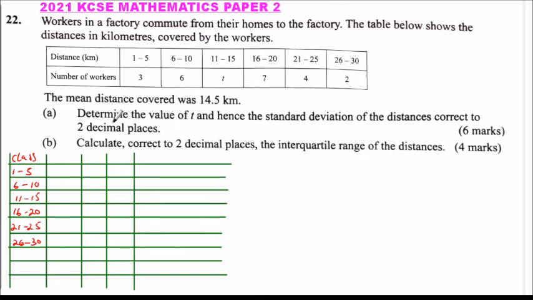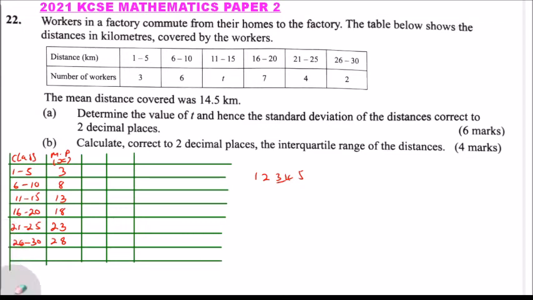Then we can get the midpoint, which we can call x. For the midpoint, you can use this: 1, 2, 3, 4, 5. So you can see the midpoint is 3. So here we have 3. Here we have 8. We have 13. We have 18. We have 23. And we have 28. We can reduce this to have more space there.